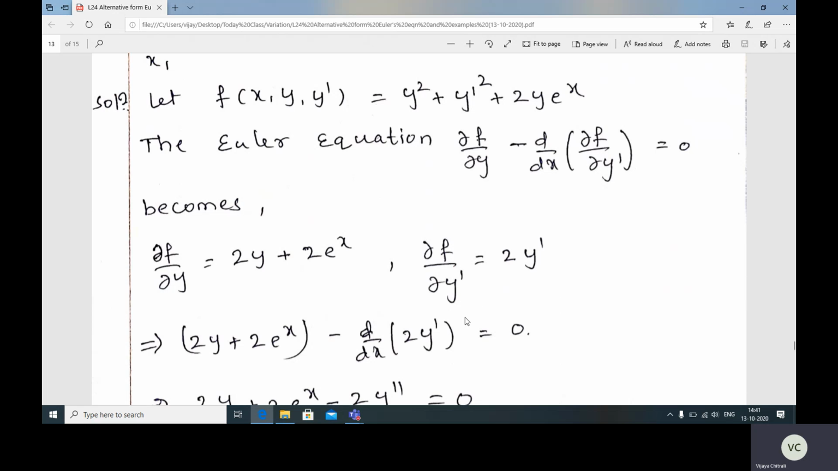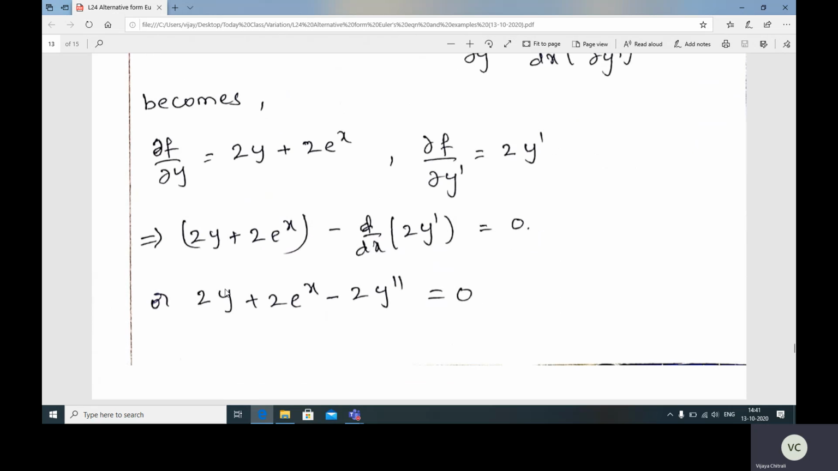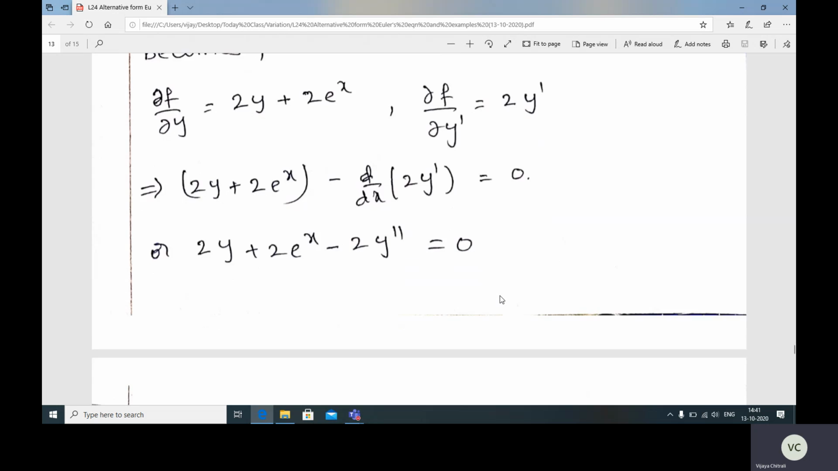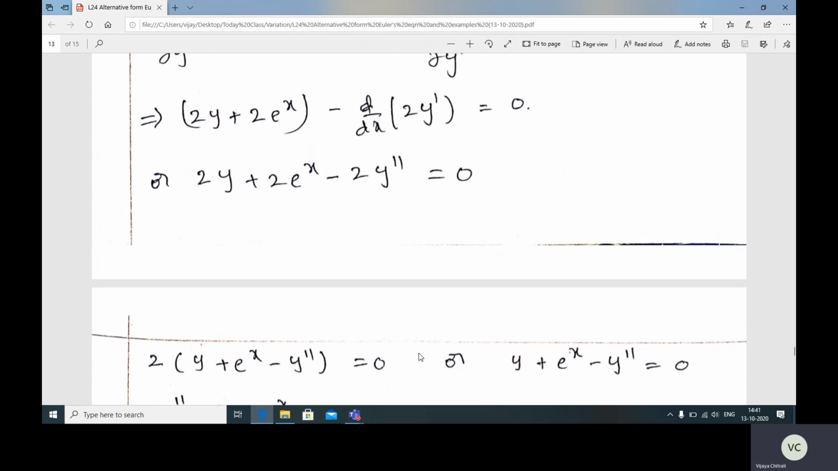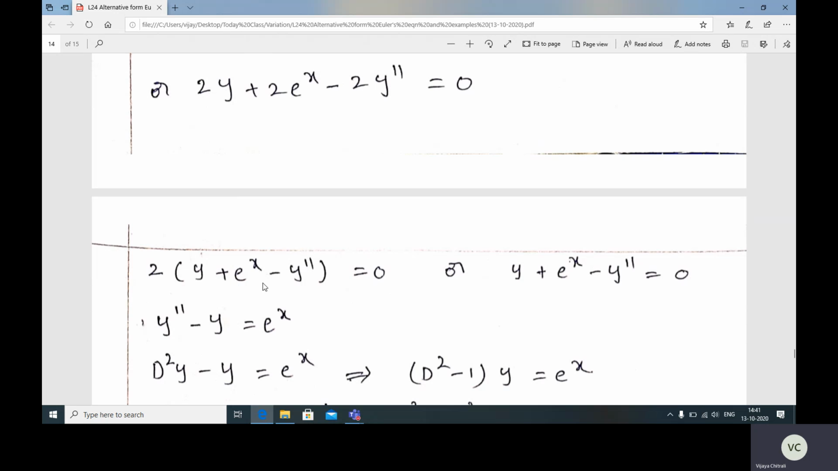Now substitute this in Euler's equation. 2y plus 2e raised to x minus d by dx of 2y dash is equal to 0. So 2y plus 2e raised to x, d by dx of y dash is y double dash. This constant is as it is, equal to 0. Now 2 is common and take it outside. So 2y plus e raised to x minus y double dash is equal to 0.